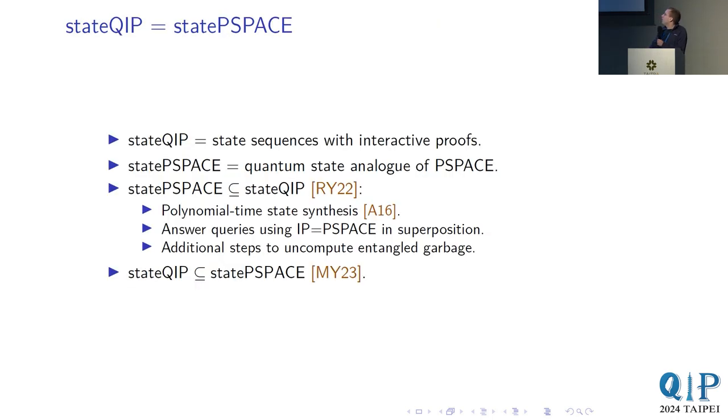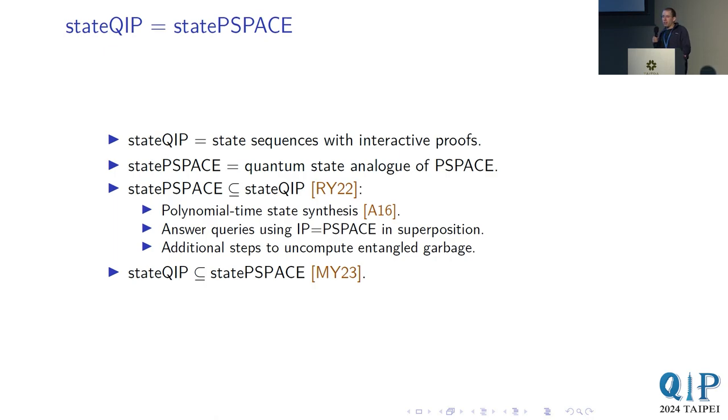So now we proved that state QIP equals state PSPACE. State QIP is just the set of states that can be constructed by these sort of interactive proofs. State PSPACE is like a quantum state analog of PSPACE. In previous work with Ewan, we showed that state PSPACE is contained in state QIP, and I'll just briefly sketch the proof of this.